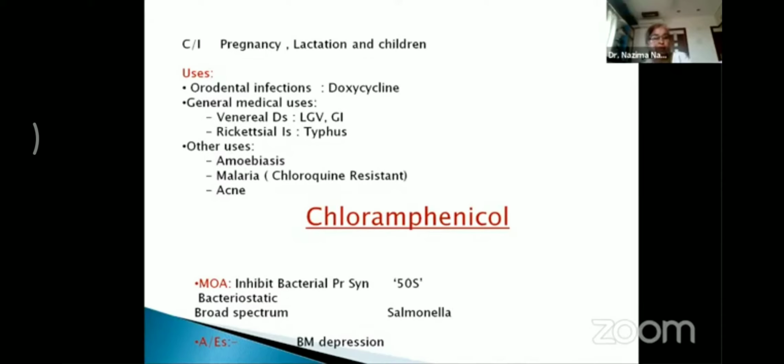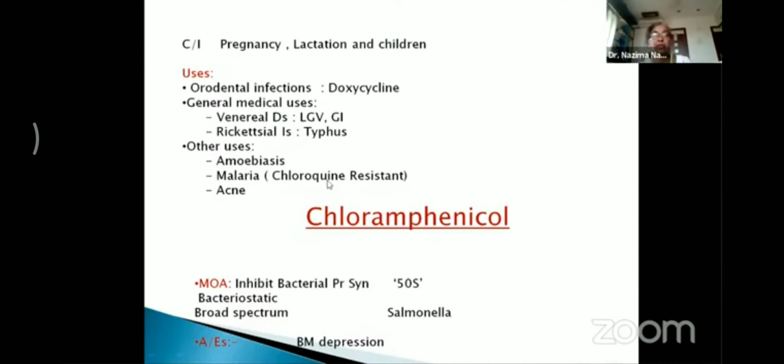The other uses, these drugs are used as adjuvants in case of amoebiasis as well as in malaria, particularly in chloroquine resistant malaria. Also, this is the drug which is used in acne. So these are the uses of the tetracyclines. Generally a full question will not be asked, a short note could be asked on tetracyclines about the side effects. Side effects are more important, that is the effects of tetracyclines on the teeth, which is more important for you all. Now coming to chloramphenicol.